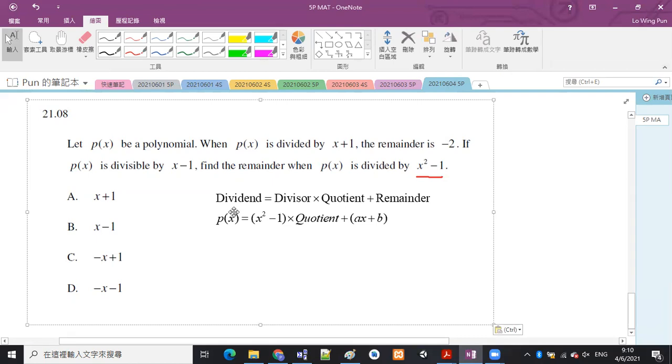That is like this. And we are going to find the remainder, which means that we have to find the values of a and b in this question. Can you get this? We need to find the values of a and b in order to find the remainder, which is what the question is asking us to find.